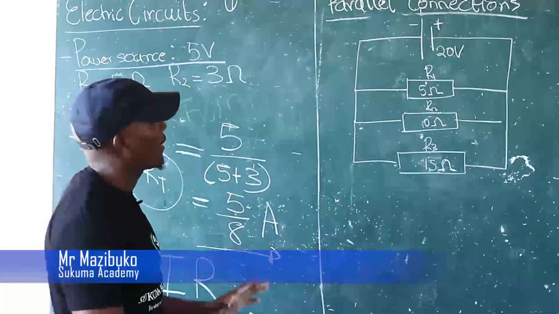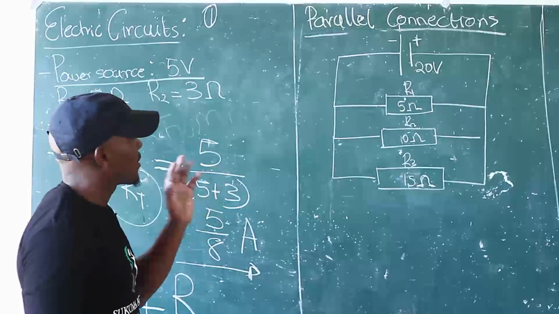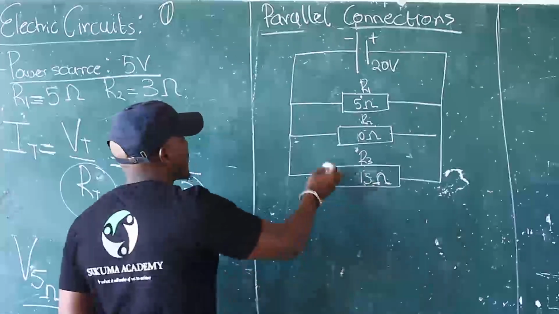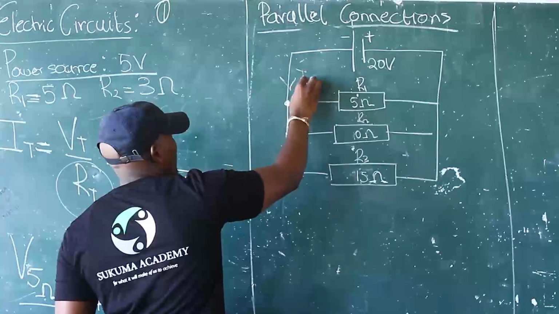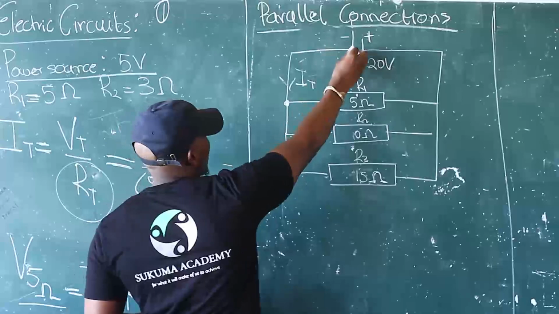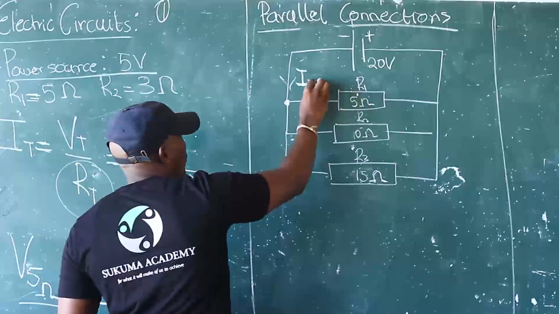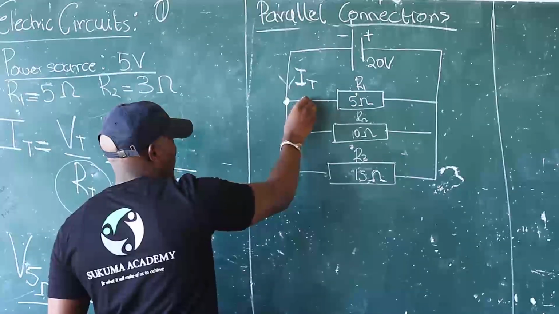Now we're going to apply the concept of resistors connected in parallel. So resistors connected in parallel are called current dividers. Why are they called current dividers? Because if you connect them in a circuit and the total current is flowing from the power source, from the negative terminal, this is the total current, we can call it IT. When it gets to this branch, it splits.